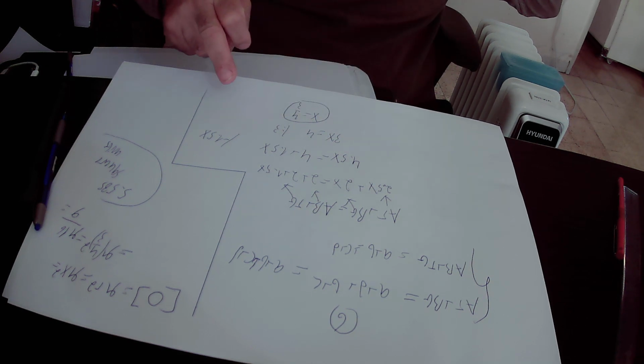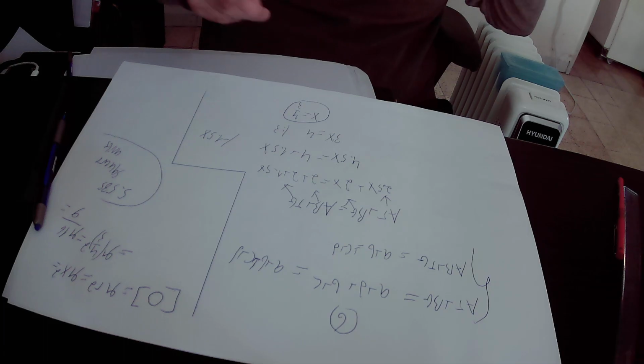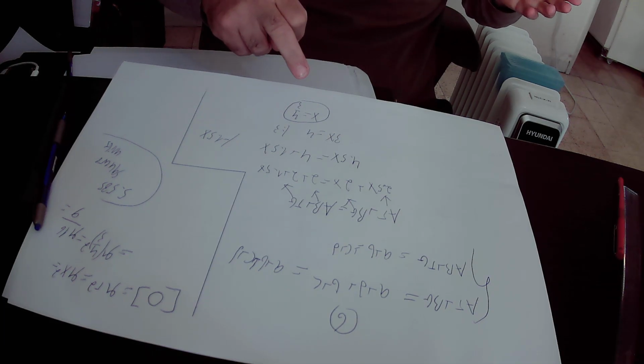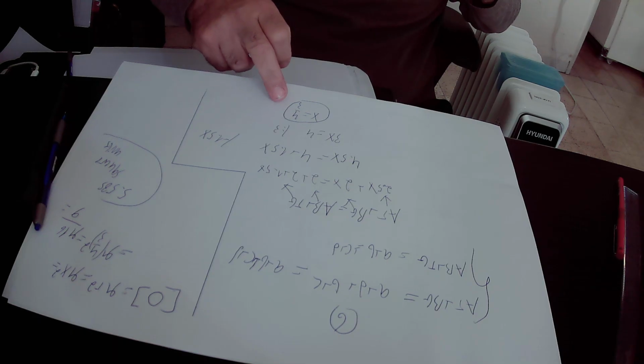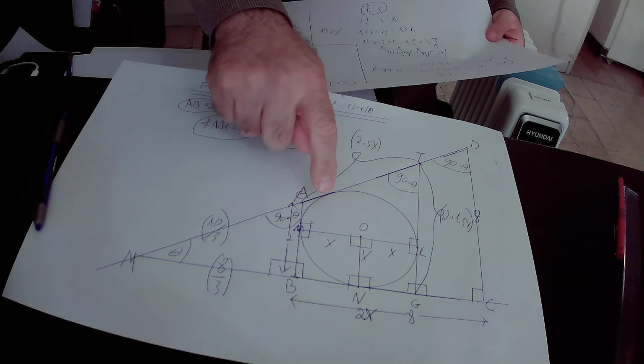We subtracted 1.5x from this equation and finally found that 4.5x minus 1.5x is 3x, so 3x equals 4. We divided this equation by 3 and finally found x, the radius of the circle, equals 4 over 3 units. Here, the radius of this circle, x, equals 4 over 3 units.